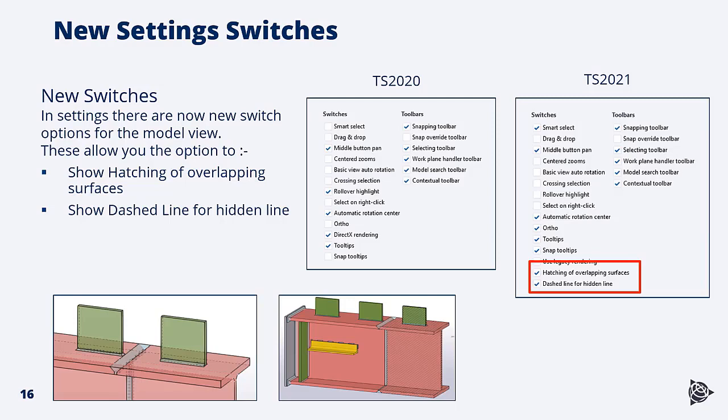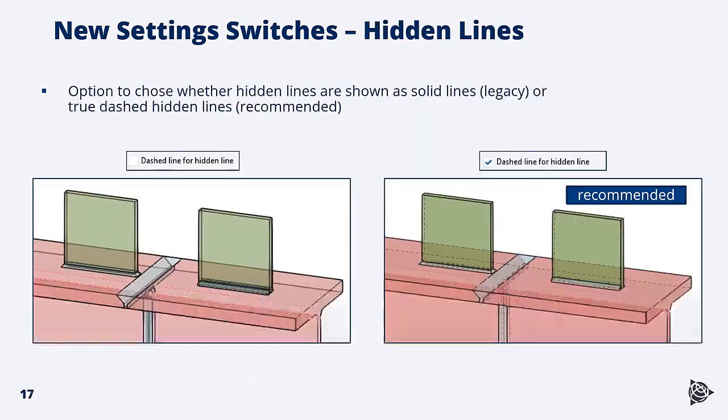But also there's an option to show dashed line for hidden lines. This means if an object is hidden, you can see the hidden lines clearly shown as dashed hidden lines, not solid lines. This makes it much clearer to visualize and see what's happening behind objects. The benefits are for existing users a clearer view of what you're working with, and for new users a much more defined way of understanding how the software works.